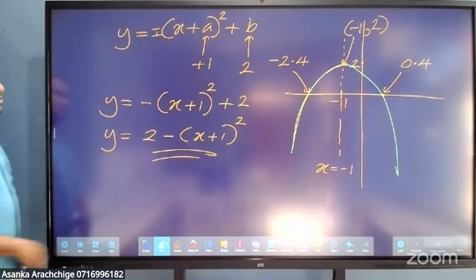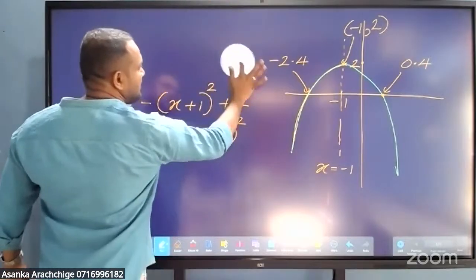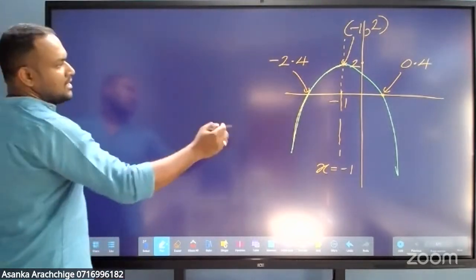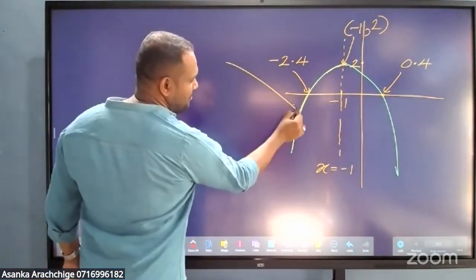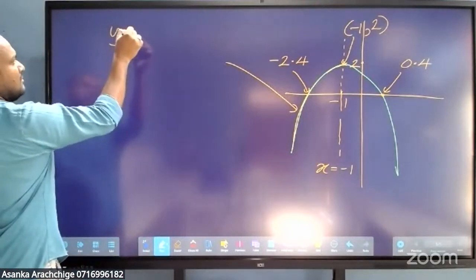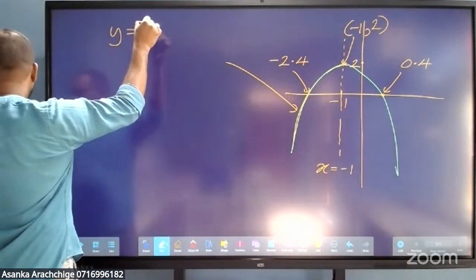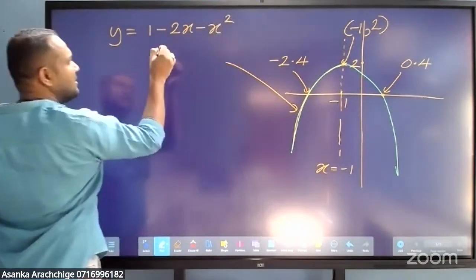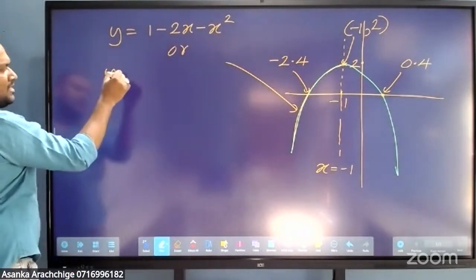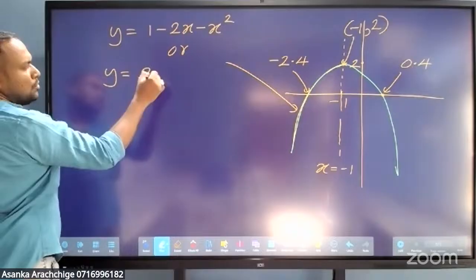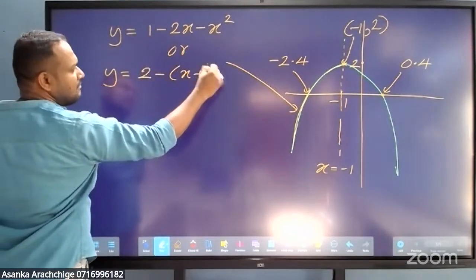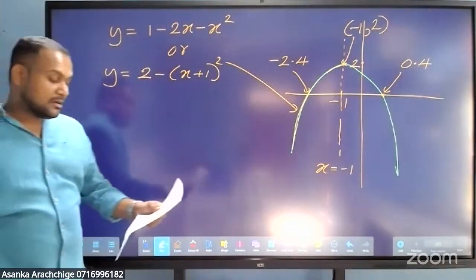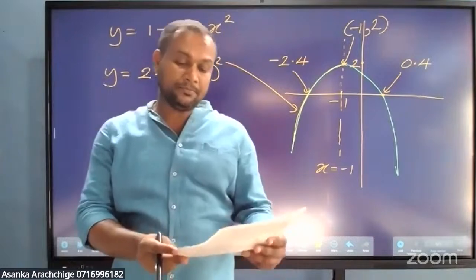Right. Now you know that the same function can be written like this. We can write the function like this too: y equals 1 minus 2x minus x squared, or y equals 2 minus x plus 1 squared. All are the same. Both of these are the same. Fine. The next part of the same question.